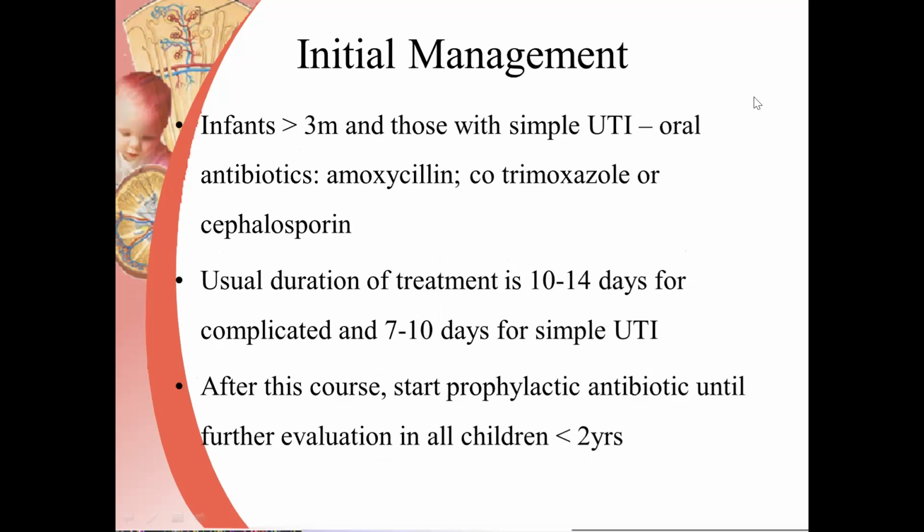So in infants more than 3 months and those with a simple urinary tract infection, oral antibiotics like amoxicillin, cotrimoxazole, or cephalosporin are usually used. The usual duration of treatment is 10 to 14 days for complicated infection, whereas it is 7 to 10 days for a simple urinary tract infection.